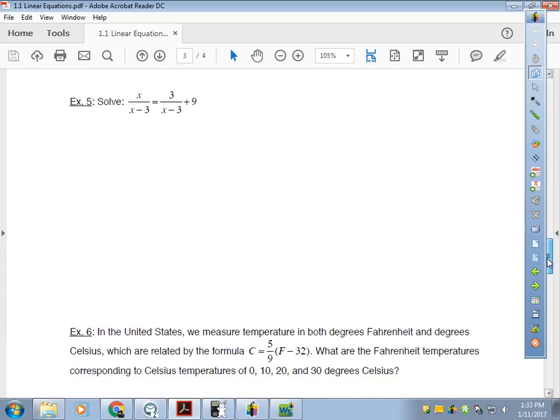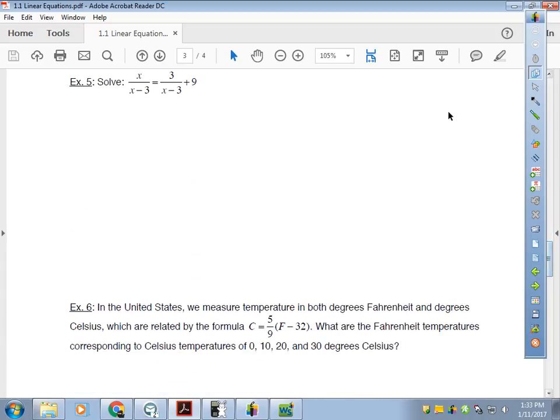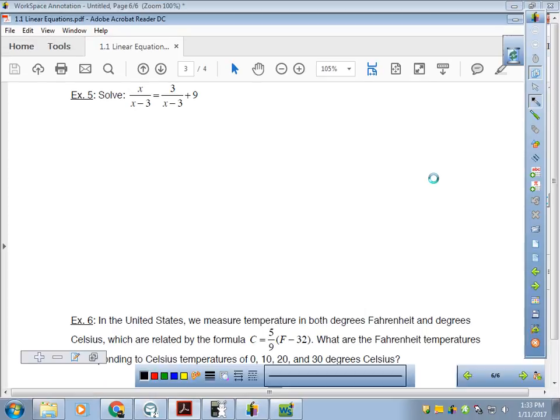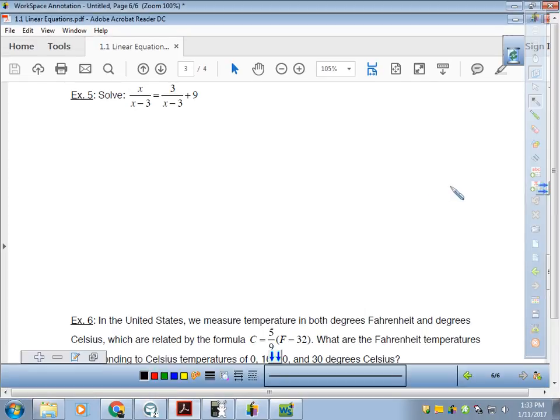All right, next one. This is a little bit harder. Not too bad. It says solve x over x minus 3 equals 3 over x minus 3 plus 9. Again, we have fractions, so we want to look for the least common denominator. And it just so happens we only really have 2 denominators here, and they have the same denominator, so our least common denominator is just going to be x minus 3.